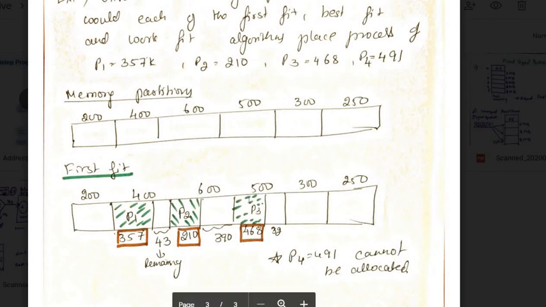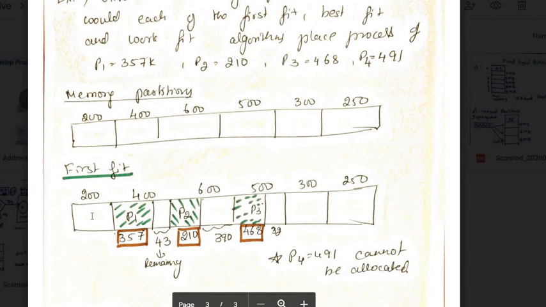Then P3. Can I satisfy P3? Now 200 is pending, 400 is occupied, 600 left out is 390. I cannot satisfy. So next one is 500. So in 500 I will place P3 here. So it could be satisfied. The remaining memory space which is left out or unused is 32K, which is again not a serious matter over here.